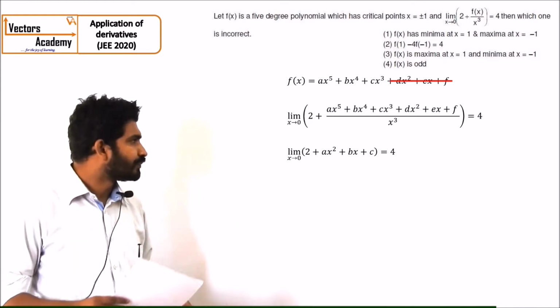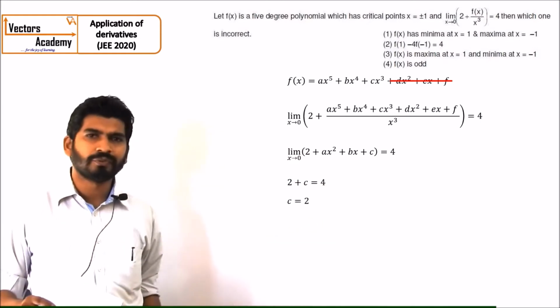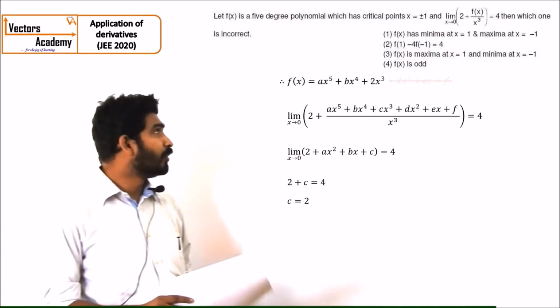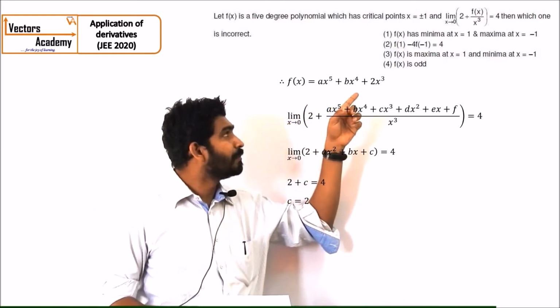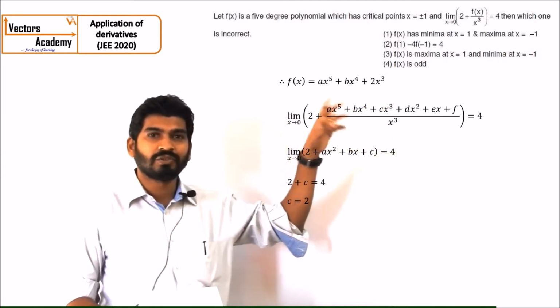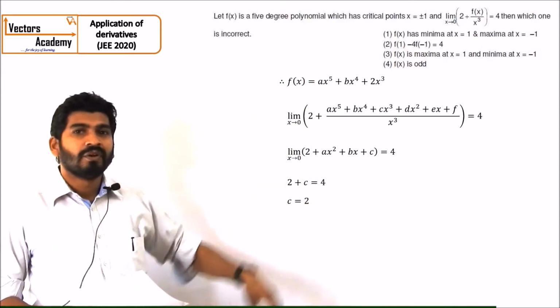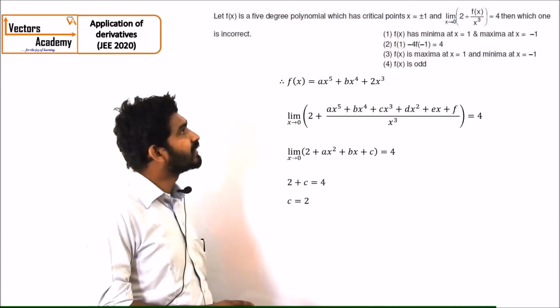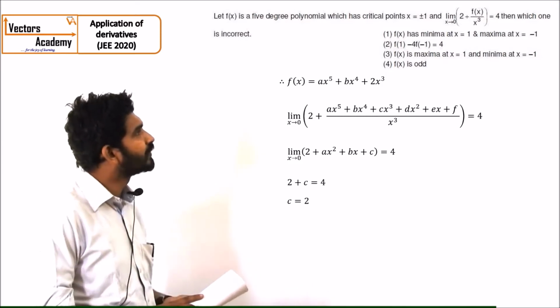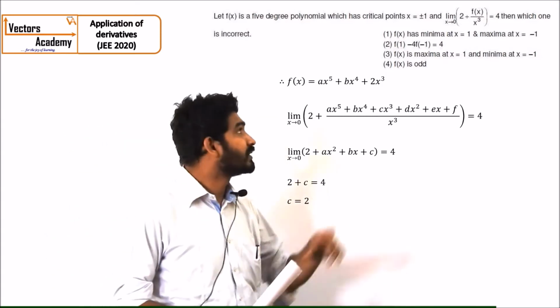Now if I substitute x equal to 0, I directly get the value of c to be 2. So now our polynomial is ax raised to 5 plus bx raised to 4 plus 2x cube. Now we just have to find out a and b. For this, the critical points, that is x equal to 1 and minus 1, are given. Critical points, the extreme values, the maxima and the minima, are given to us.